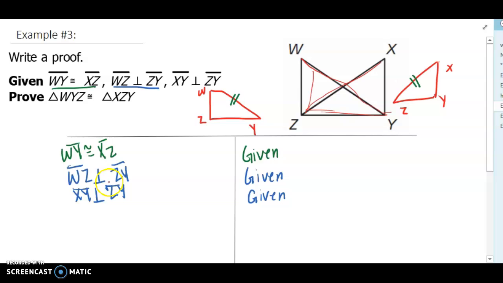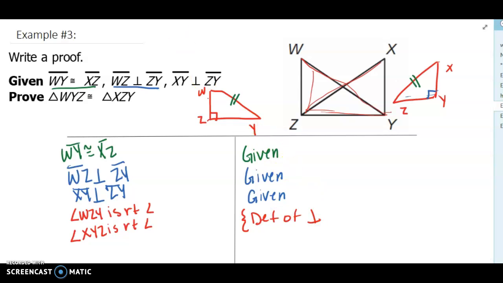If two segments are perpendicular, that means they intersect at a right angle. So that means that WZ and ZY, that means angle WZY is a right angle. And it also means that XY is perpendicular to ZY, so XY here is perpendicular to ZY here, so that means that angle XYZ is a right angle as well, and both of these are just by definition of perpendicular.